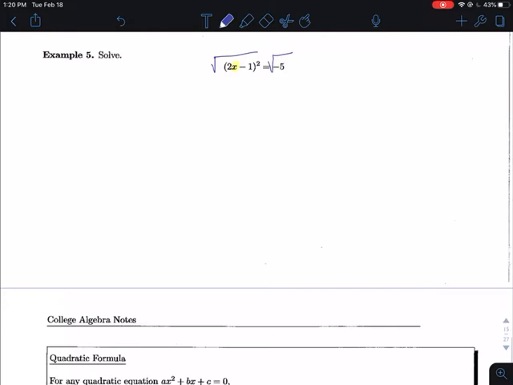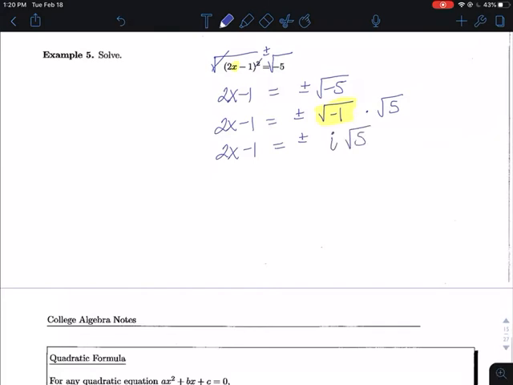But remember, anytime you take a square root, you have to put a plus or minus symbol in front of it. So whenever I take the square root of something squared, they cancel each other out. So this is 2x minus 1 equals plus or minus the square root of negative 5. Remember, anytime you see a negative underneath the square root, you break that apart as negative 1 times the square root of 5. We know that the square root of negative 1 is i.